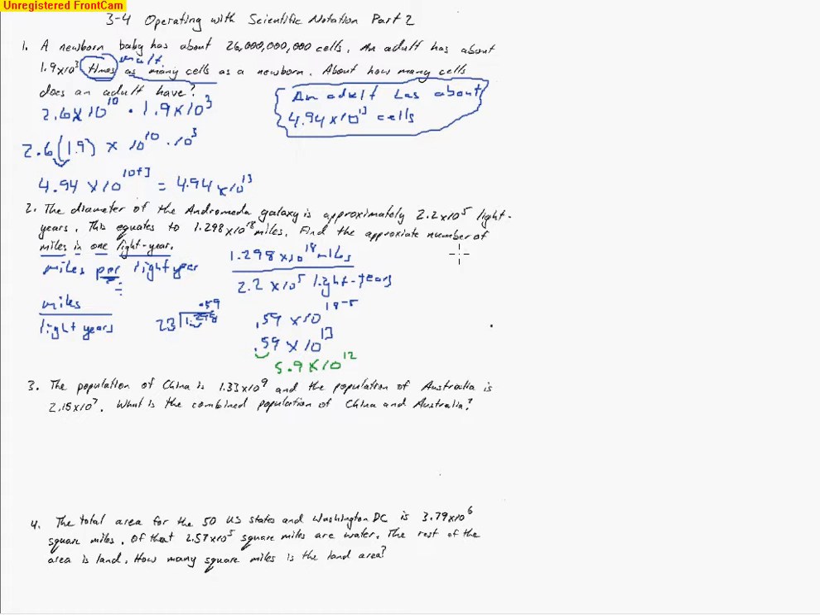Let's restate the question. Find the approximate number of miles in 1 light year. We could say there are 5.9 times 10 to the 12th miles in 1 light year.